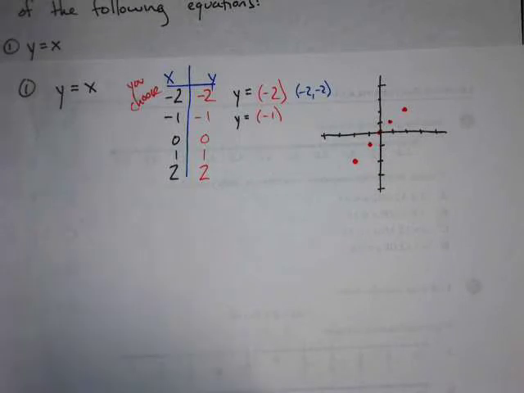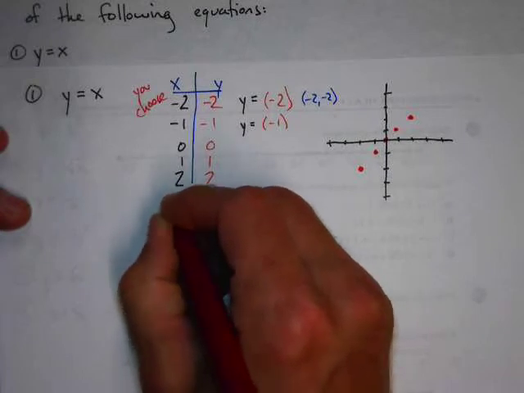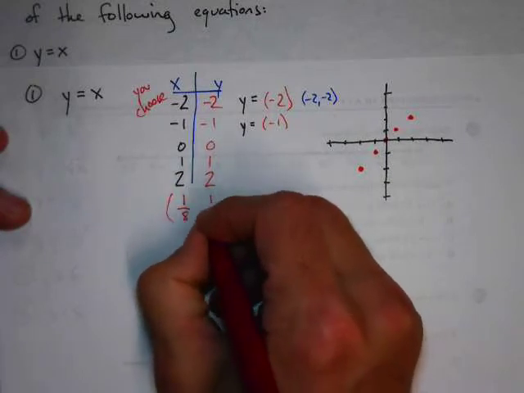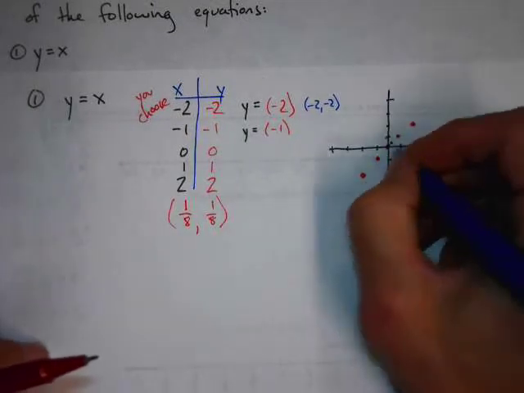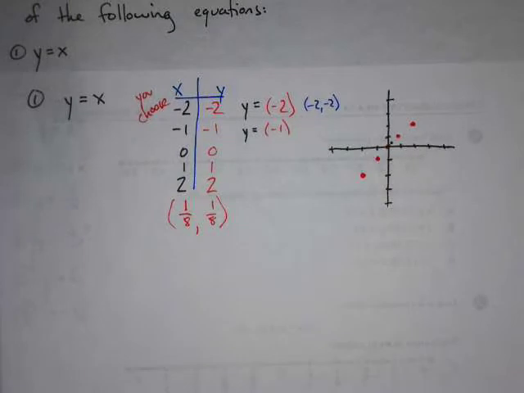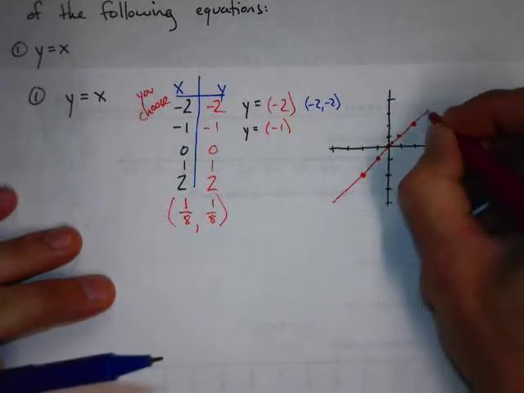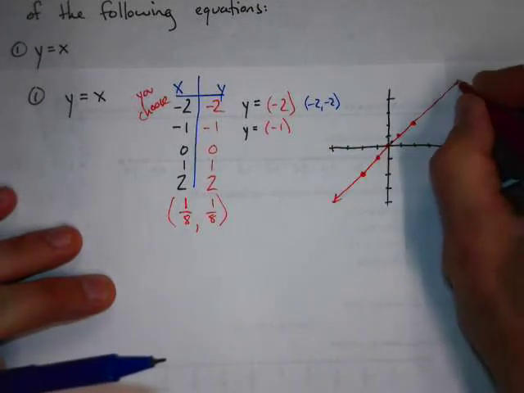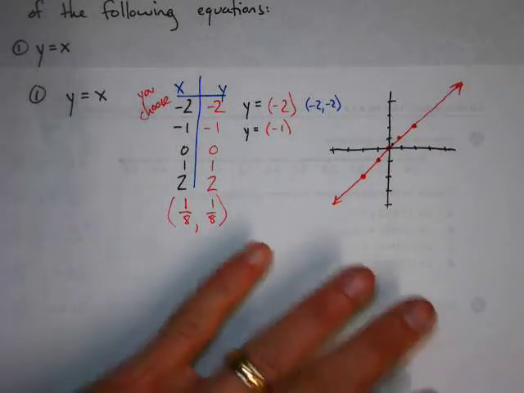So even if I created another one, if I wanted to say, what if x was 1/8, I could use fractions as well. Of course, my y would be 1/8, and that too would be a point on the graph. So notice, no matter what ordered pair that we can come up with, there's infinitely many. We just want to use 5 to get a good sense. There's infinitely many ordered pairs. So the set of all ordered pair solutions looks like that straight line. And that is the set of all ordered pair solutions is that graph. Okay? So the graph is the set of all ordered pairs that fits this.